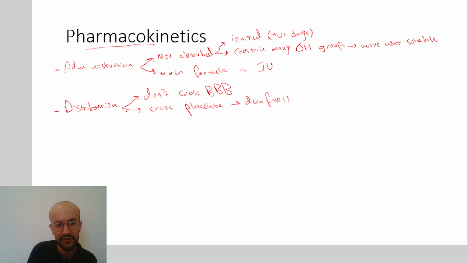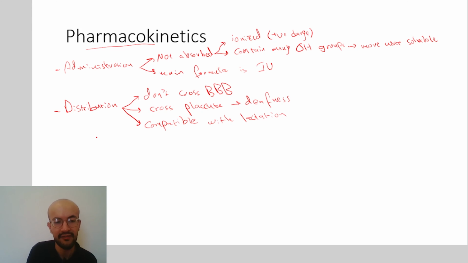And they also cross into the lactating milk, and they are compatible with lactation because they are not absorbed by the baby's intestine. So they are compatible with lactation.